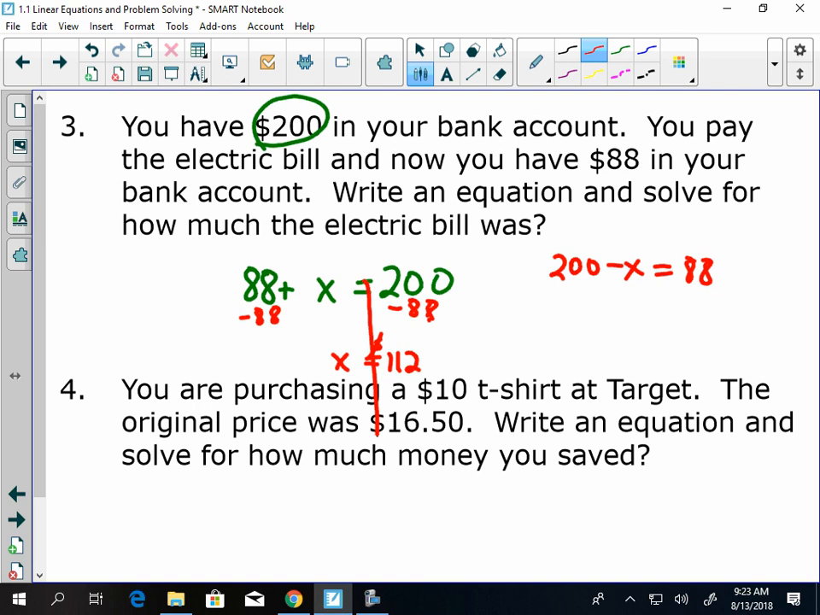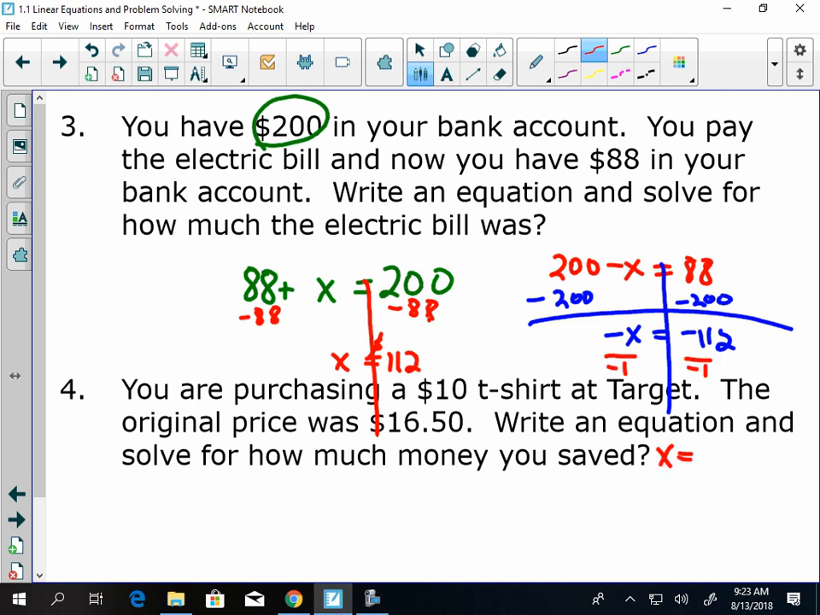Here is the situation with this. So I'm going to subtract 200, correct? And then I'm going to get negative X equals negative 112. Now, we all know you're not going to have negative 112, are you? No. So how do you solve this problem? We got to divide both sides by negative 1. So X equals 112. I don't like doing that. So I set it up an easy way.